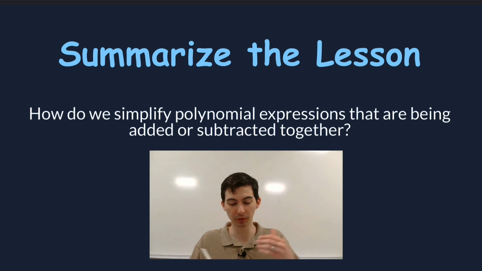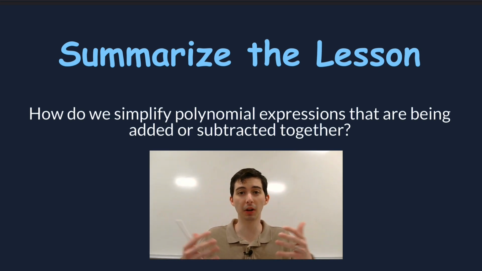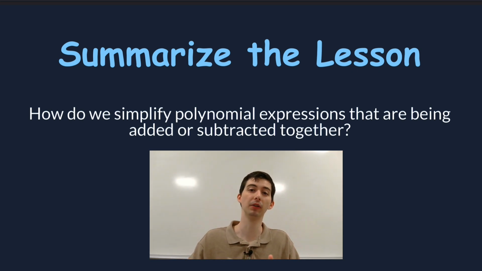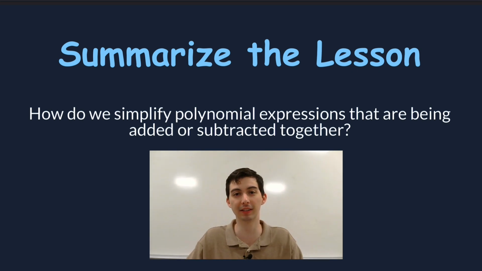So to summarize, how do we simplify expressions that are being added or subtracted? Well, all we have to do is just combine all of our like terms. That's really it. If we are subtracting a polynomial from another polynomial, then first we want to change that sign to addition so that we can just combine our like terms and not have to worry about any signs at the end.